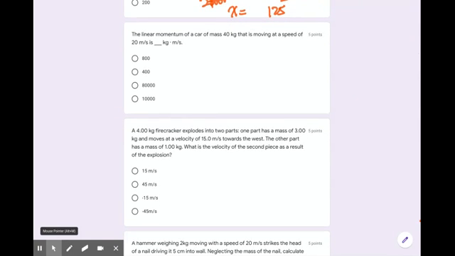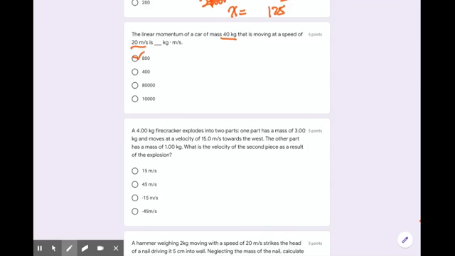Okay, next. The linear momentum of a car is the same thing. Momentum, mass times velocity. P equal mv. 40 times 20, 800. Okay?